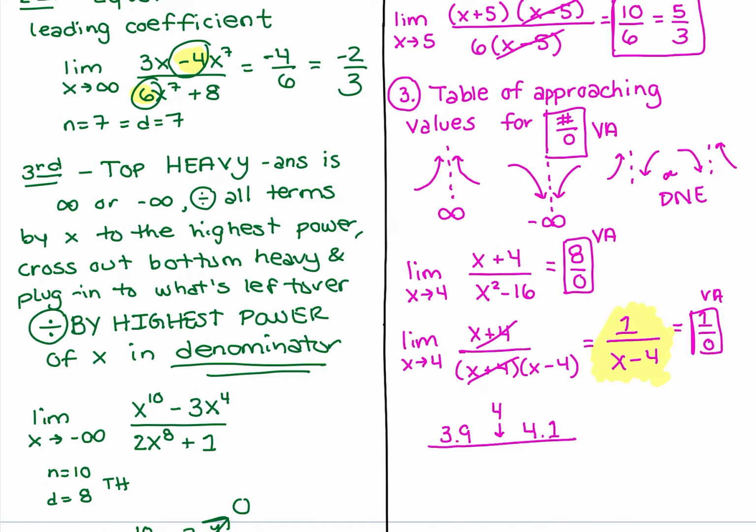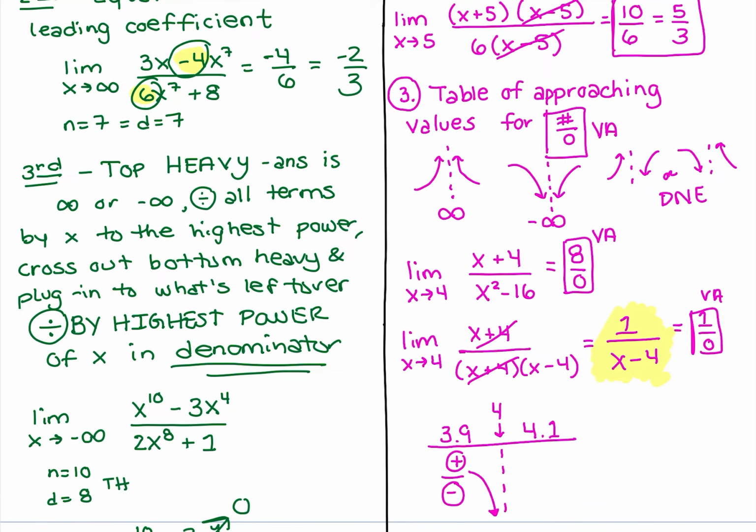Because if I plug into the top, plugging in 3.9 to the top, well, the top is just 1, so the top is always going to be positive. Plugging in 3.9 to the bottom, 3.9 minus 4 is going to be negative. So this is going to be an up arrow or a down arrow for this vertical asymptote. Positive divided by negative, this is a down arrow. If the other arrow is going the same way, my answer is going to be negative infinity. If the arrows are going opposite ways, it's going to be does not exist.